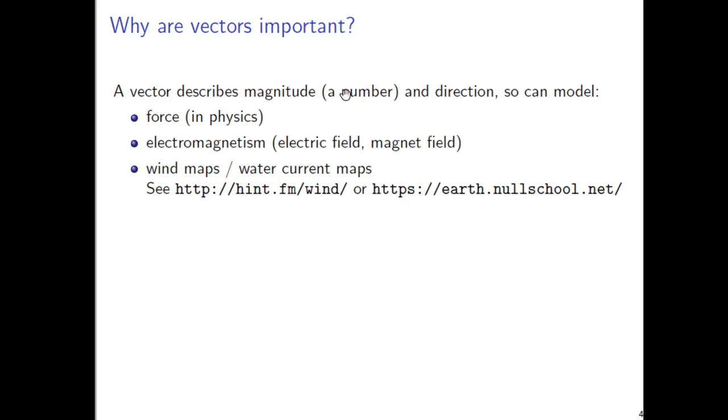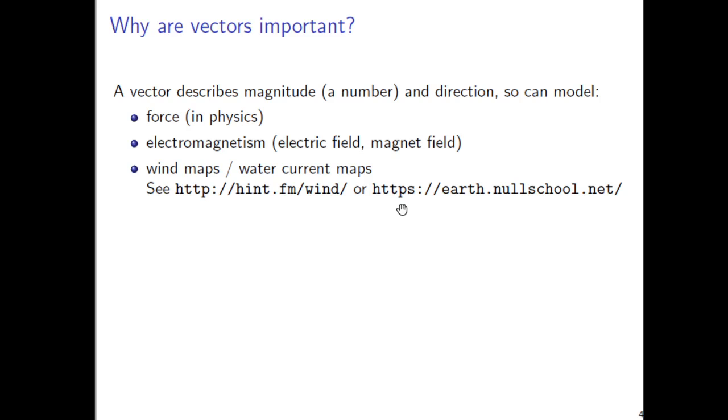A vector describes both magnitude and direction, and magnitude is a number. So a vector can model all kinds of things, including force in physics, or electromagnetism, like an electric field or magnetic field, or I think maybe it's a lot easier to just think about wind.